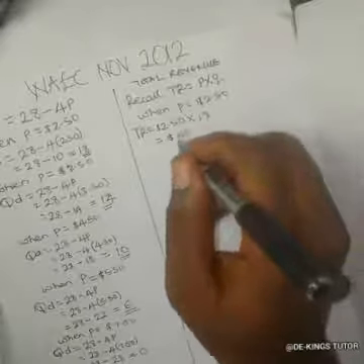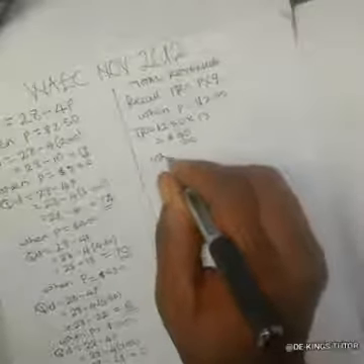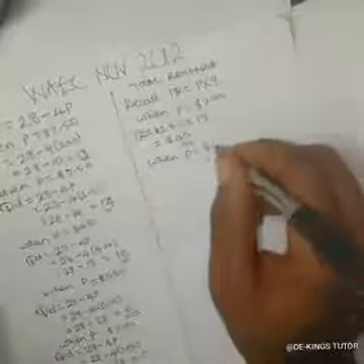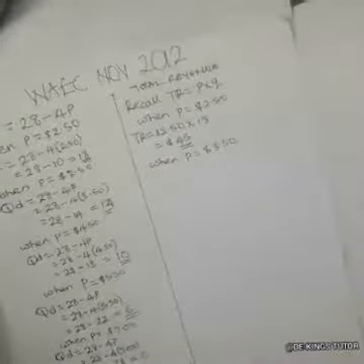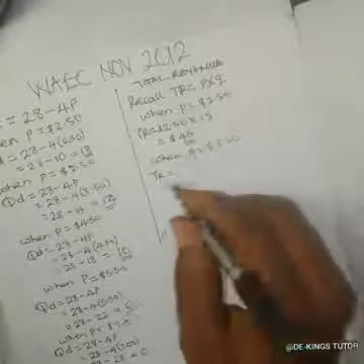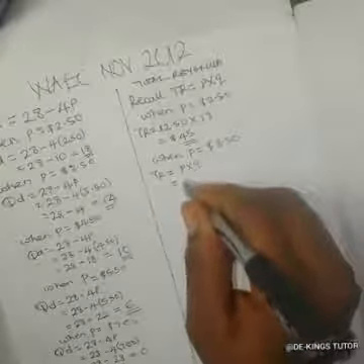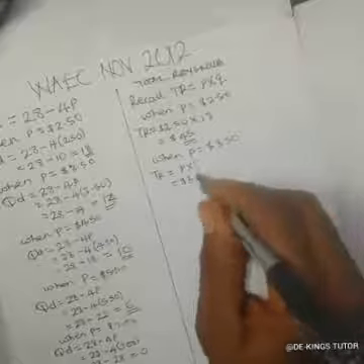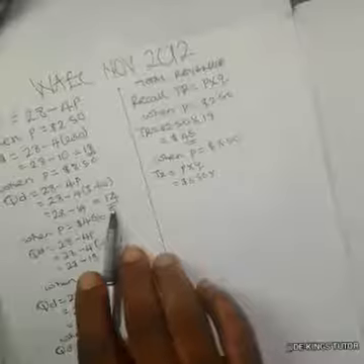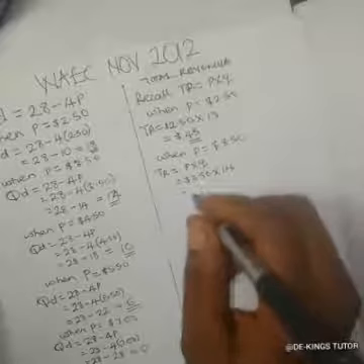Okay. The next one, when P equal 3.50, my total revenue is equal to price times quantity, while my price is 3.50 times quantity. Now when P is 3.50, we calculated the quantity as what? 14. So 3.50 times 14 will give us $49.